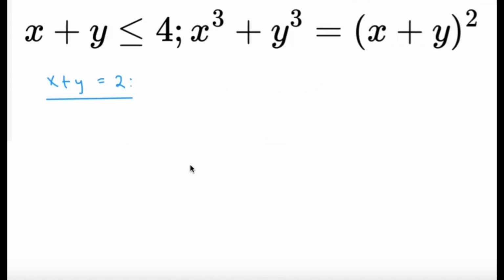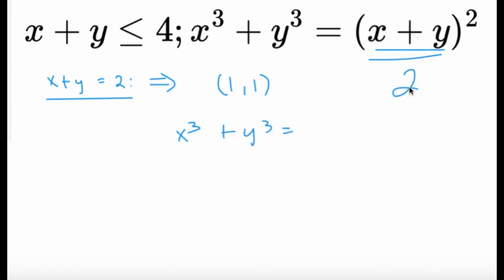All right, next we're going to check x plus y being equal to 2. And the only possible ordered pair here is (1, 1). But if I substitute x plus y being 2, we're going to get x cubed plus y cubed is equal to 2 squared, which is 4. But (1, 1) obviously doesn't work here, because if I substitute 1 and 1, that's going to be equal to 2, and that's not equal to 4.